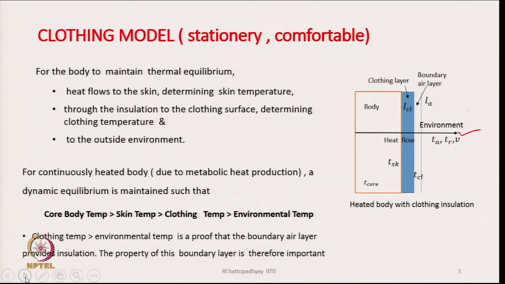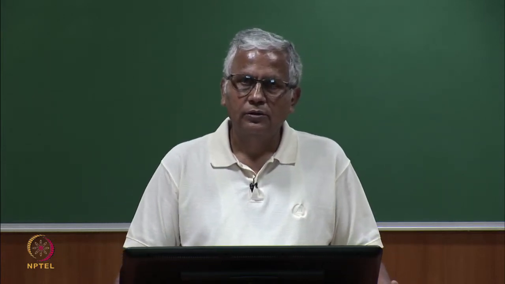So, for a continuously heated body, like human body is continuously heated due to metabolic heat production, a dynamic equilibrium is maintained such that core body temperature will be greater than skin temperature, which will be in turn greater than the clothing temperature, which is in turn going to be more than environmental temperature. So, in this case we are assuming that the environmental temperature is less than the temperature of the body core or the skin.